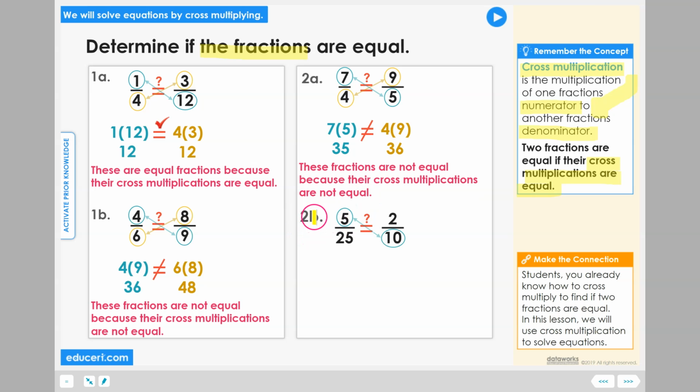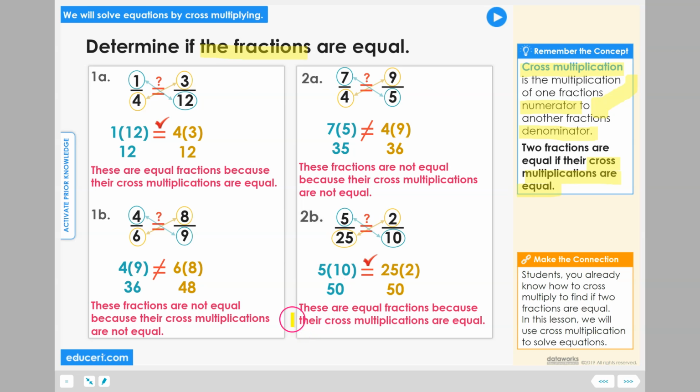2b, the first cross multiplication is the numerator 5 times the other fraction's denominator 10, and we want to know if that is equal to the denominator 25 times the other fraction's numerator 2. 5 times 10 equals 50, and 25 times 2 equals 50. So these are equal cross multiplications, and we can say that these are equal fractions because their cross multiplications are equal.